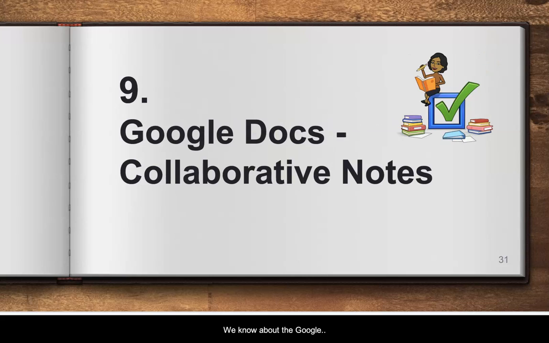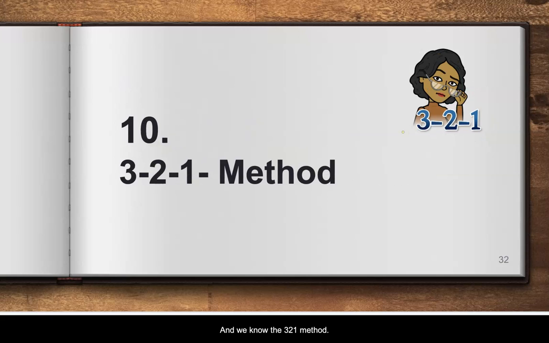We know about the Google Docs. This can serve as a retrieval practice, as Brown talked about in the book Making It Stick. Have those students come up with what they learned, how they're going to incorporate this learning into their project, for example. And so these collaborative notes can be engaging. And we know the 3-2-1 method. 3 things that you still have questions about, 2 things you've learned, and 1 thing you're just not really sure.